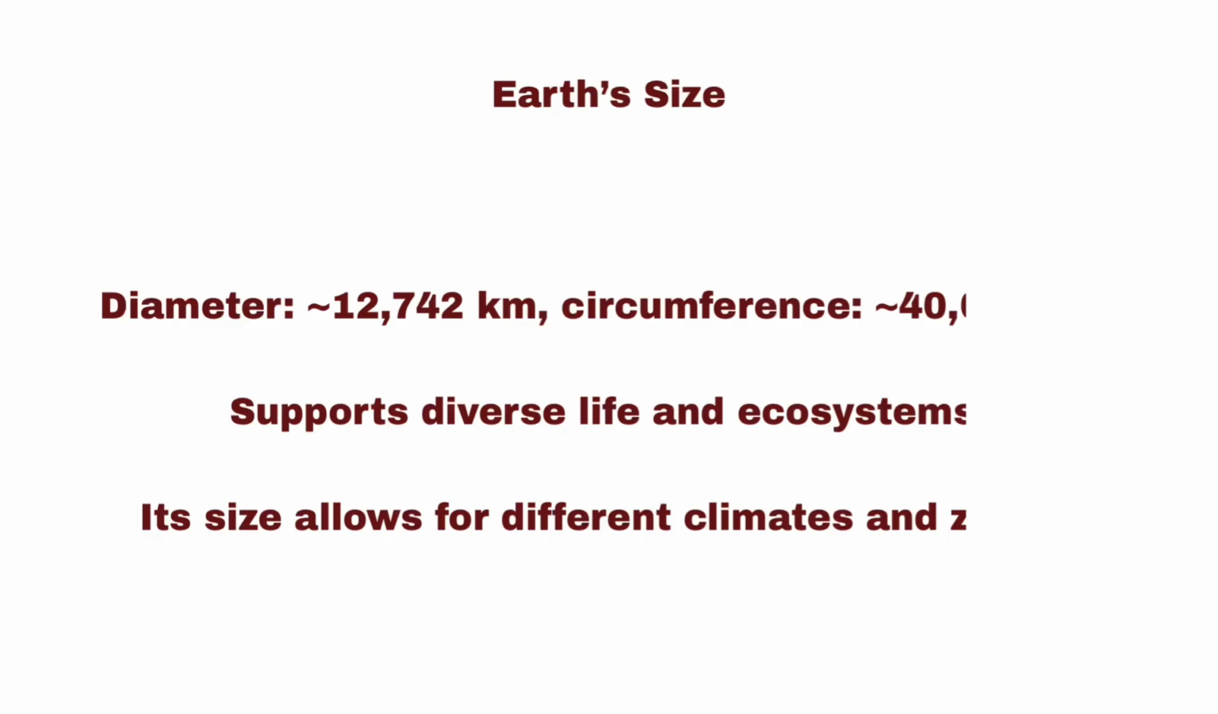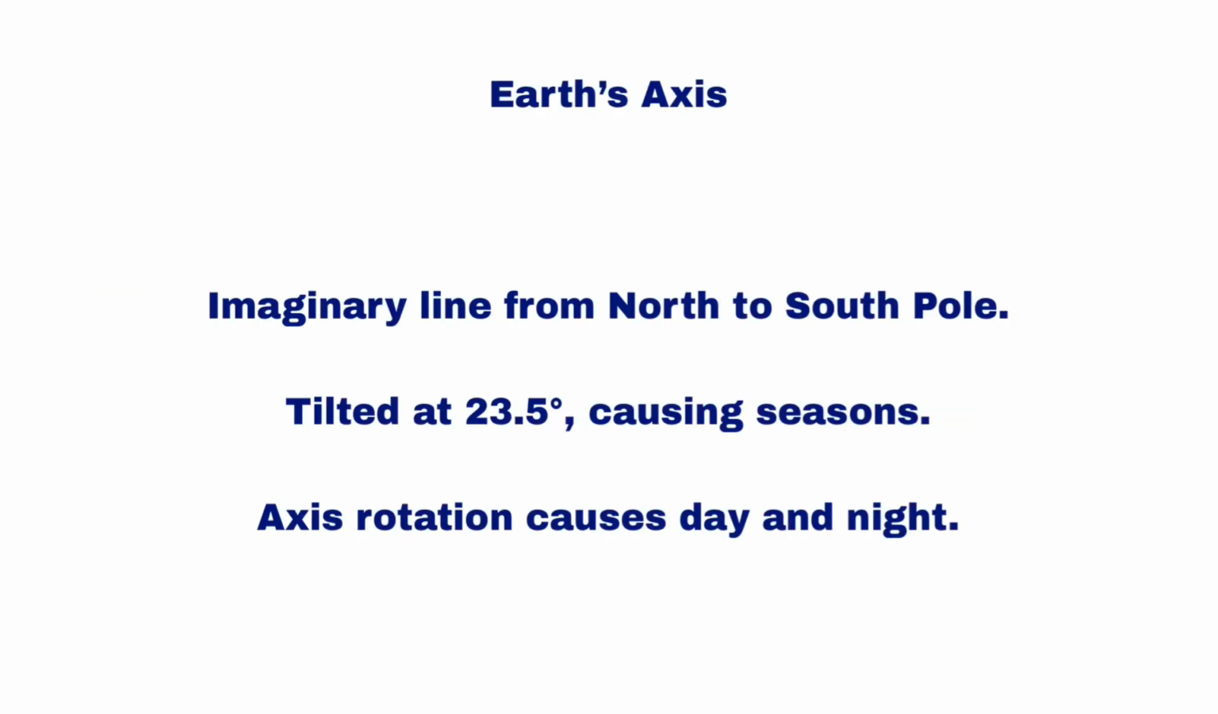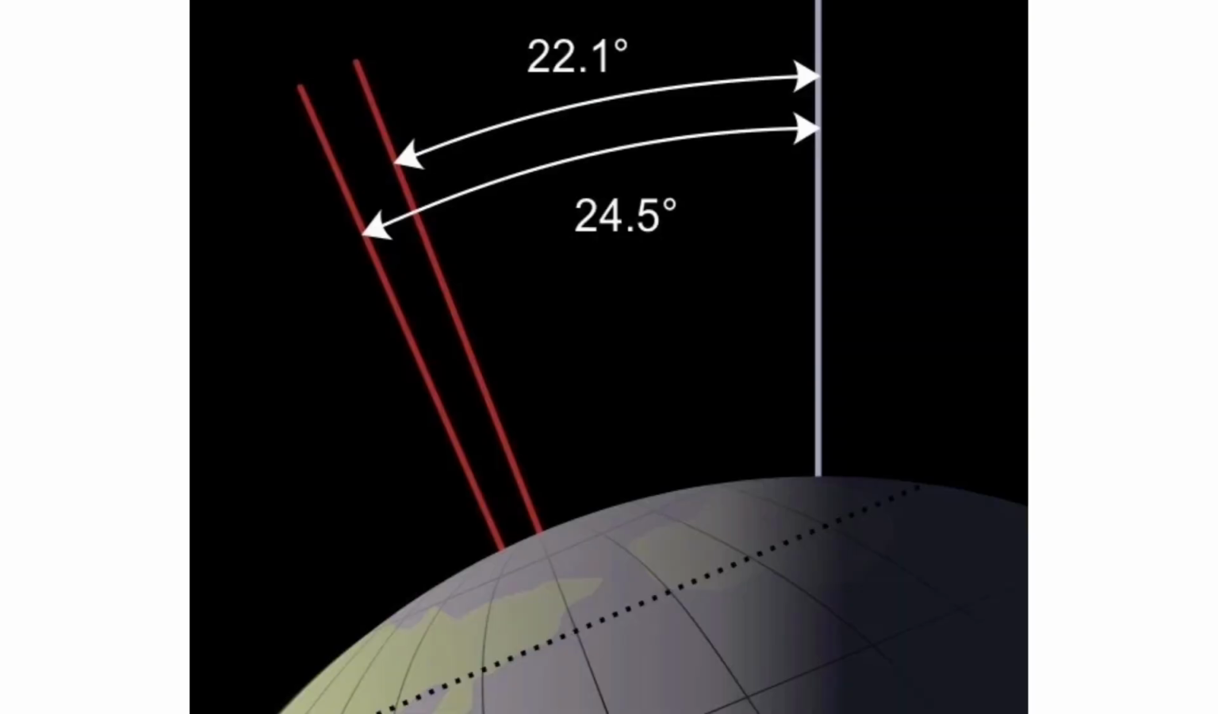Diameter is approximately 12,742 kilometers. So we can say if earth were a football, humans would be smaller than ants. Next is earth's axis. The earth rotates on an imaginary line called the axis. The axis passes through the north pole and the south pole. Rotation causes day and night because of this.